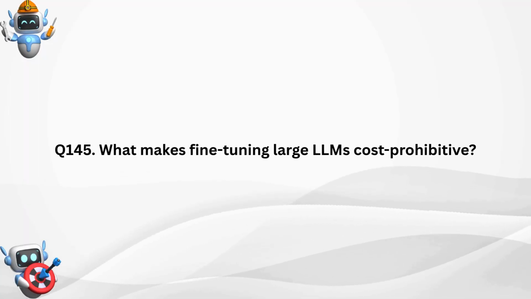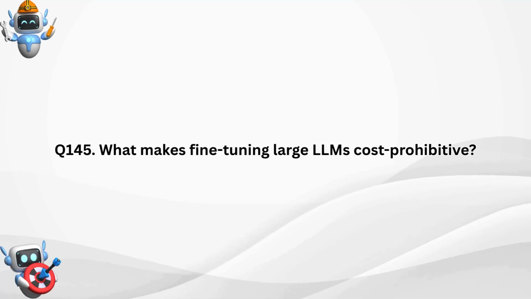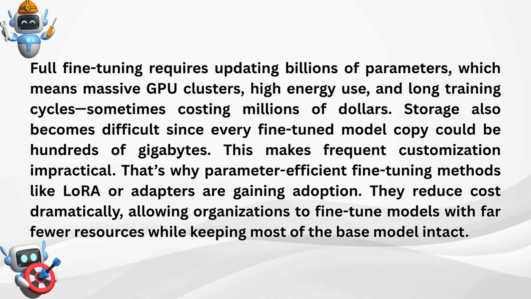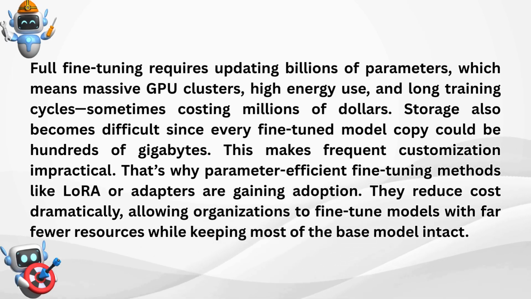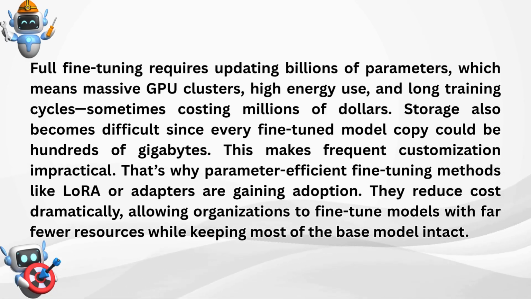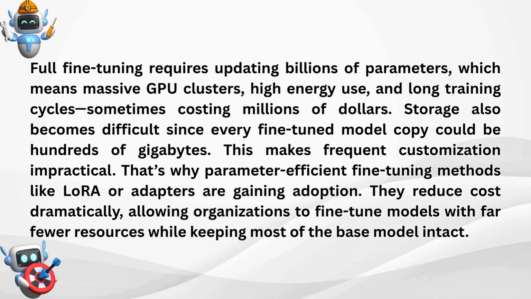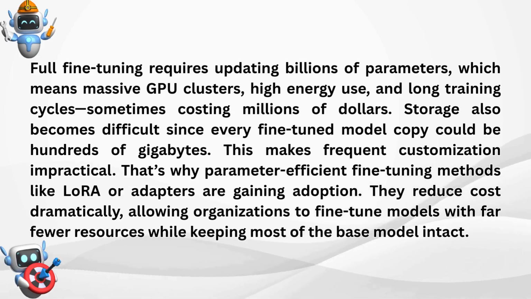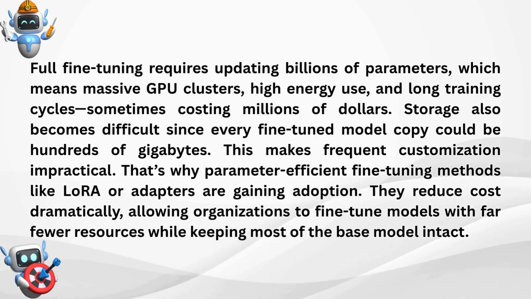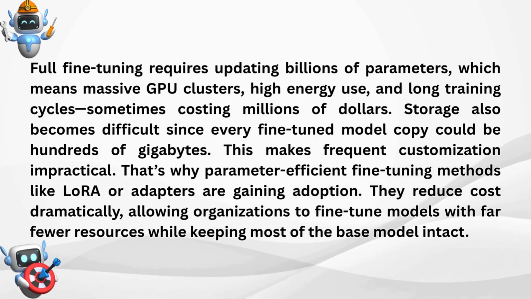What makes fine-tuning large LLMs cost-prohibitive? Full fine-tuning requires updating billions of parameters, which means massive GPU clusters, high energy use, and long training cycles, sometimes costing millions of dollars. Storage also becomes difficult since every fine-tuned model copy could be hundreds of gigabytes. This makes frequent customization impractical. That's why parameter-efficient fine-tuning methods like LoRA or adapters are gaining adoption. They reduce costs dramatically, allowing organizations to fine-tune models with far fewer resources while keeping most of the base model intact.